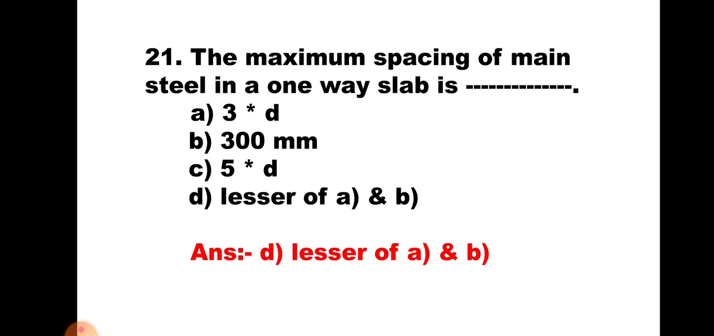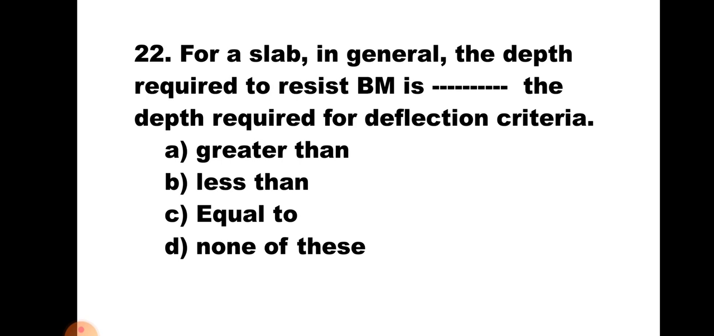Question number 22. For a slab, in general, the depth required to resist bending moment is dash dash dash the depth required for deflection criteria. A greater than, B less than, C equal to, and D none of these. Now in one of the previous questions we saw that the depth of the slab is governed by deflection criteria. Hence the depth required to resist the bending moment is less than, and hence here the correct answer is B less than.